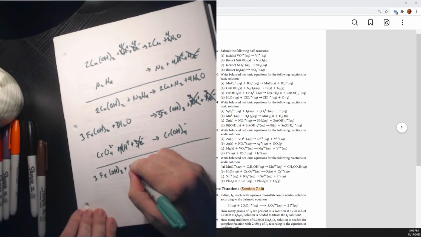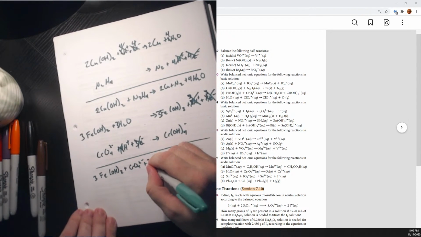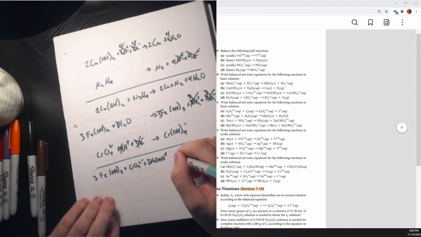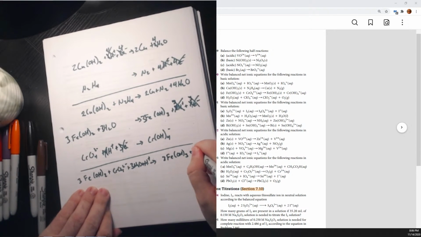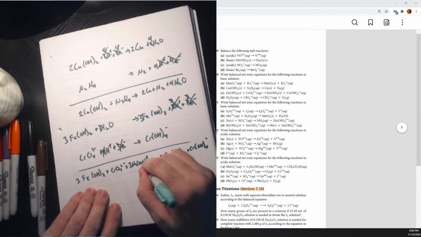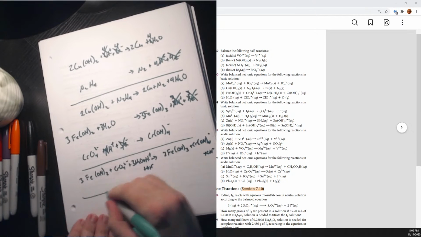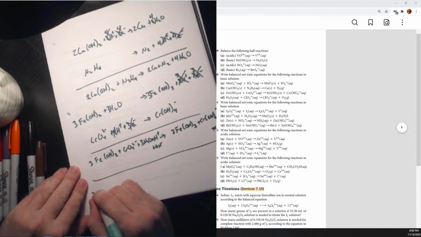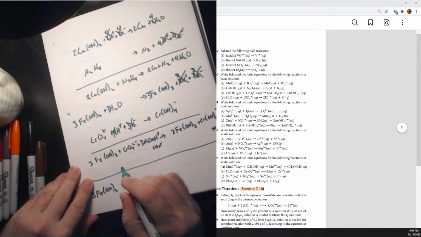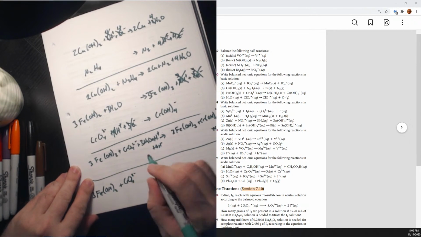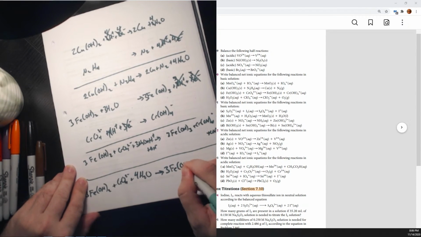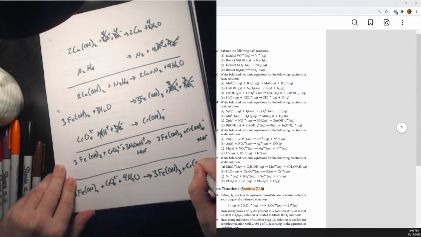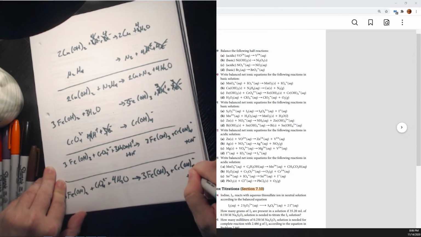3FeOH2 plus CrO4 2 minus plus 3H2O plus H plus yields 3FeOH3 plus CrOH4 1 minus. We add OH minus, OH minus. That's going to give us 3FeOH2 plus CrO4 2 minus plus 4H2O yields 3FeOH3 plus CrOH4 1 minus plus OH minus.